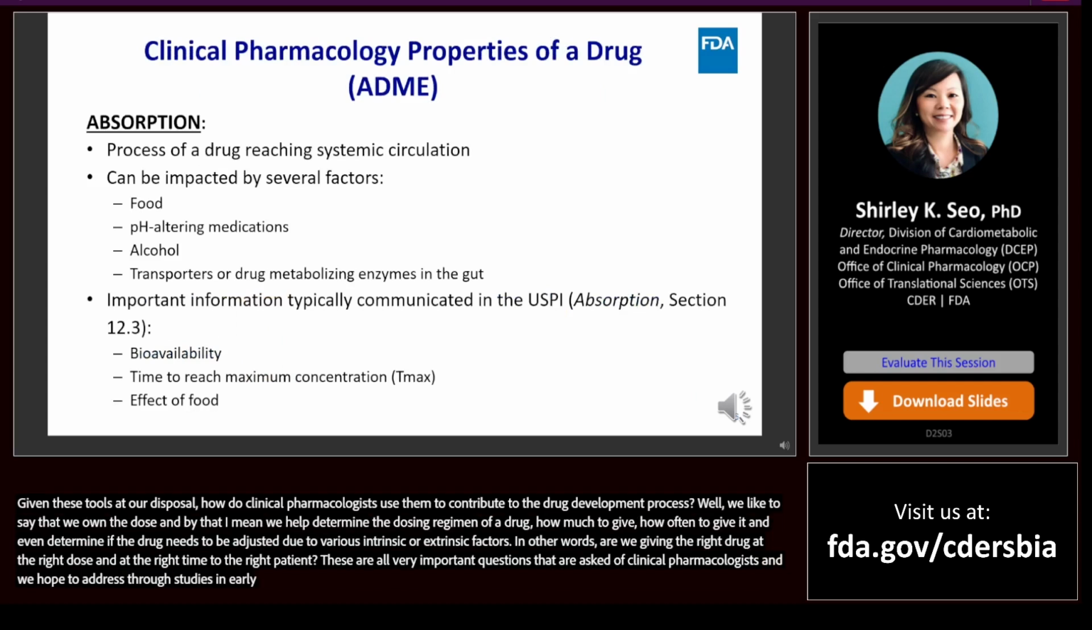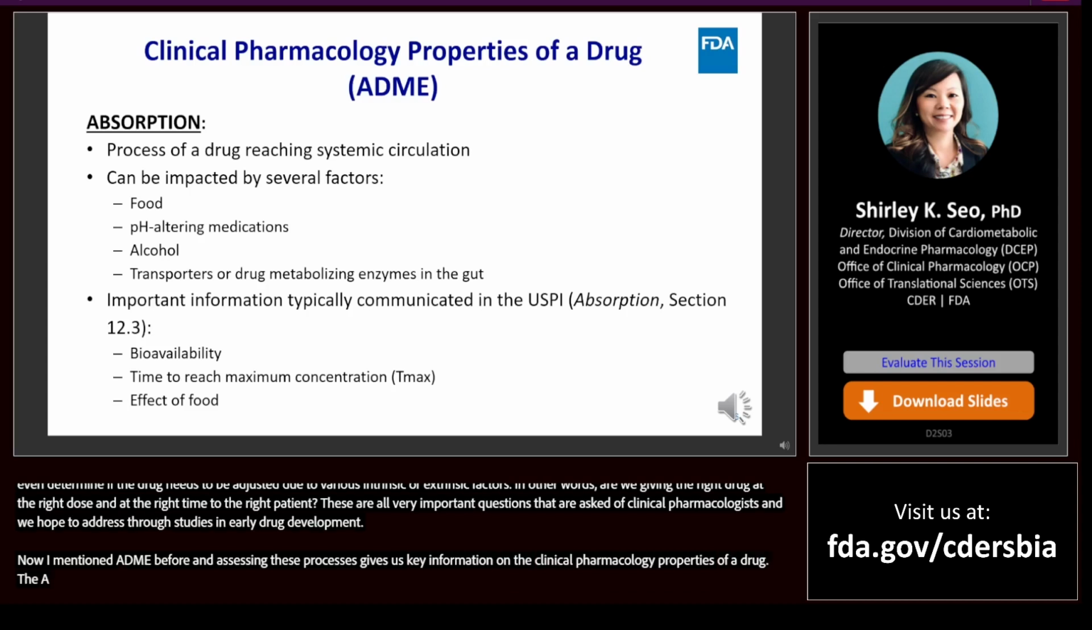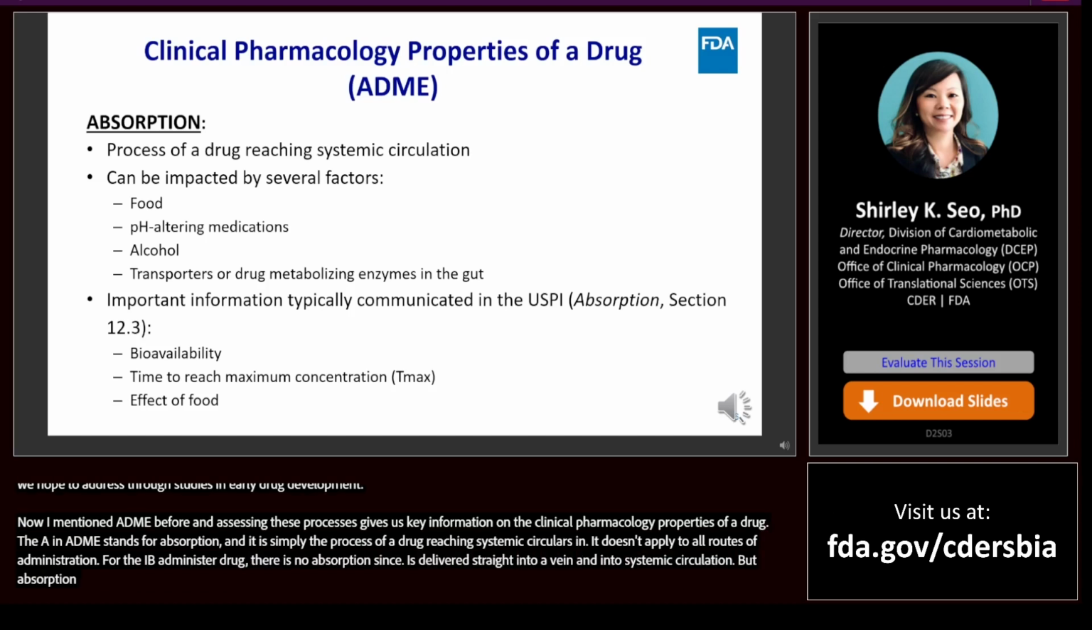Now, I've mentioned ADME before, and assessing these processes gives us key information on the clinical pharmacology properties of a drug. The A in ADME stands for absorption, and it's simply the process of a drug reaching systemic circulation. It doesn't apply to all routes of administration. For an IV administered drug, there is no absorption since it's delivered straight into a vein and directly into systemic circulation.